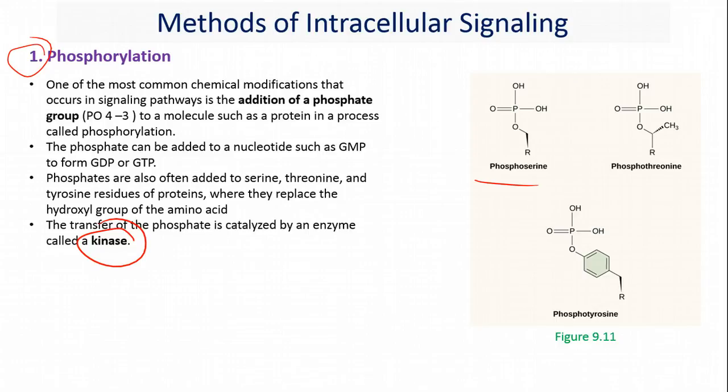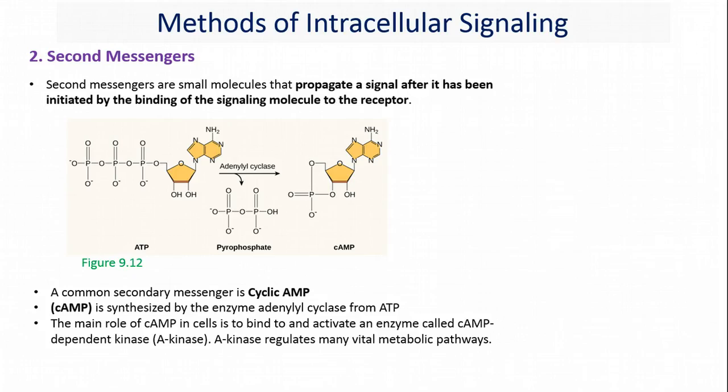We often have a lot of different types of second messengers. Second messengers are small molecules that propagate a signal after it's been initiated by the binding of a signaling factor. So these are intracellular proteins.